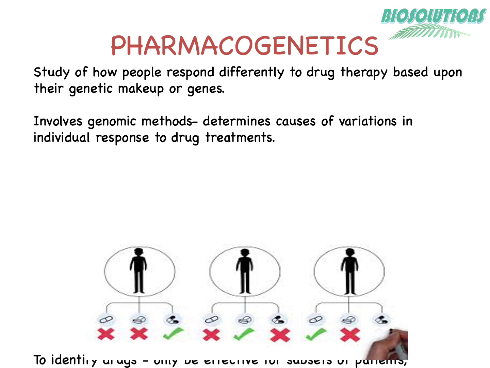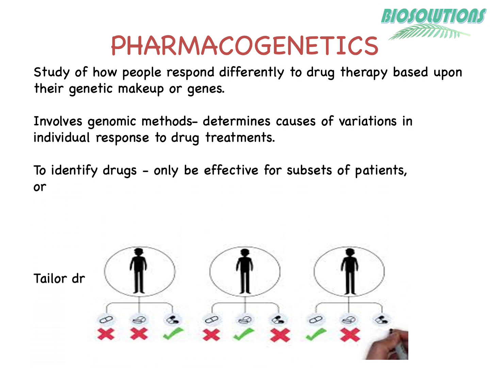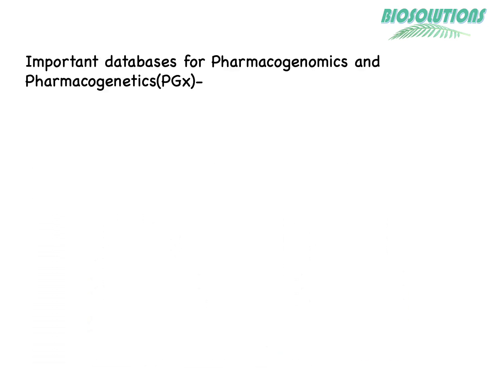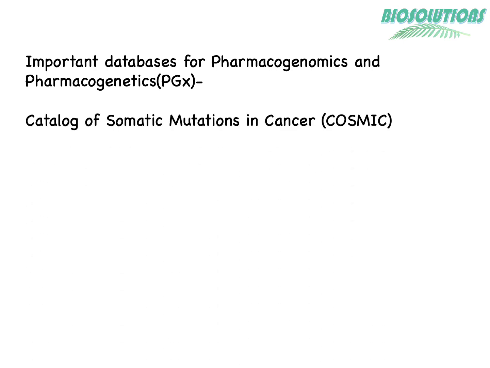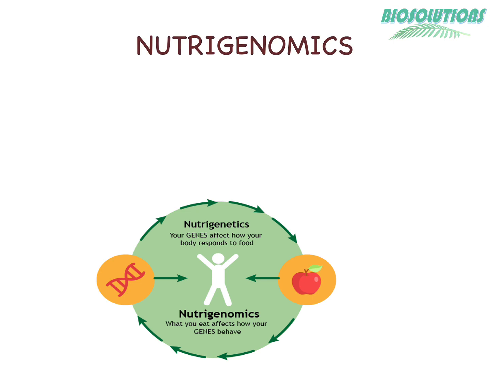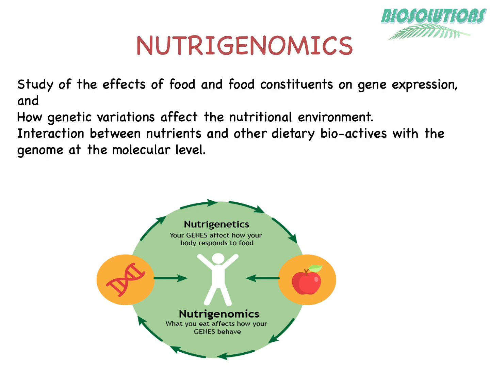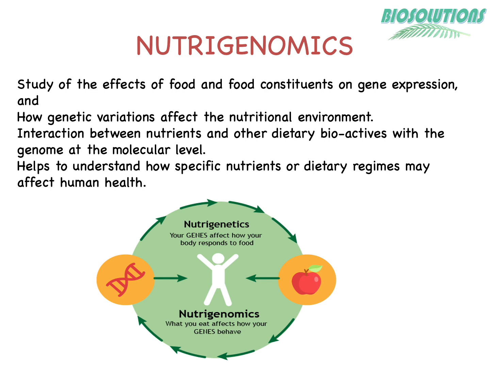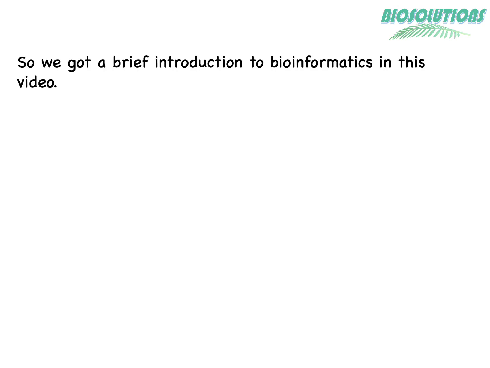Where do we find data related to pharmacogenetics and pharmacogenomics? Catalog of Somatic Mutations in Cancer, also known as COSMIC, Pharmacogenomics Knowledge Base, Comparative Toxicogenomics Database, etc. are useful databases for these fields. The emerging field of nutrigenomics helps us to understand how nutrition of food constituents and their metabolites can affect gene expression and thus impact human health. This was the brief introduction to bioinformatics.